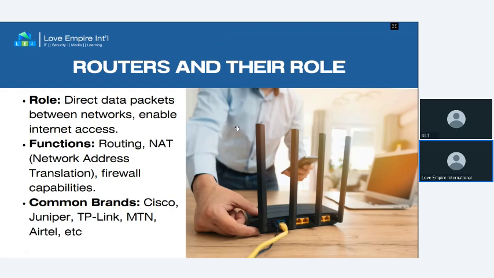Okay, so the function of a router is to help in routing. Routing is like deciding the shortest possible route to follow and deliver data as fast as possible on a network. That's what routing simply is. Okay, so it also helps with network address translation. As we go further, I think tomorrow you will understand what network address translation is. They call it NAT.